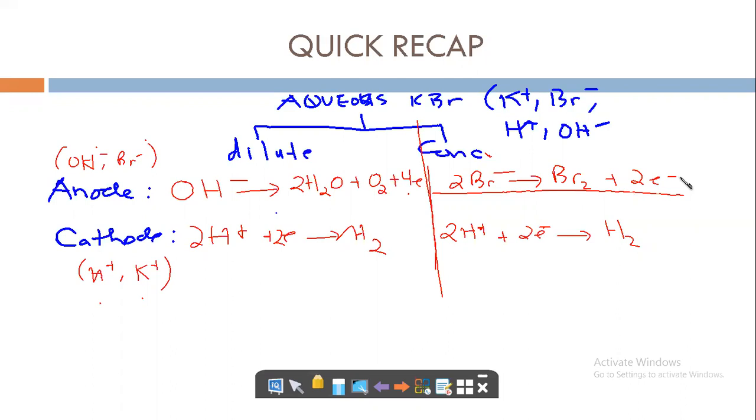So for OH minus and Br minus, I'm talking about a dilute here. OH minus is least stable, so it will be discharged. That's why our half reaction is represented by this.